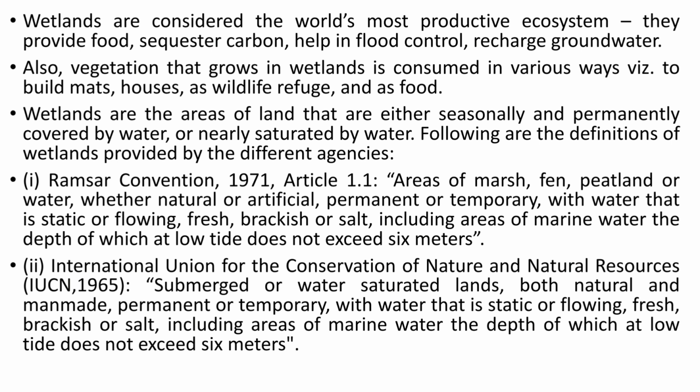Next, the International Union for Conservation of Nature and Natural Resources, which is IUCN, in 1965 defined wetland as submerged or water saturated lands, both natural or man-made, permanent or temporary for sometimes, with water that is static or flowing, fresh, brackish or salty, including areas of marine water, the depth of which at low tides does not exceed 6 meters. So it is the definition which was given by IUCN, International Union for Conservation of Nature and Natural Resources.